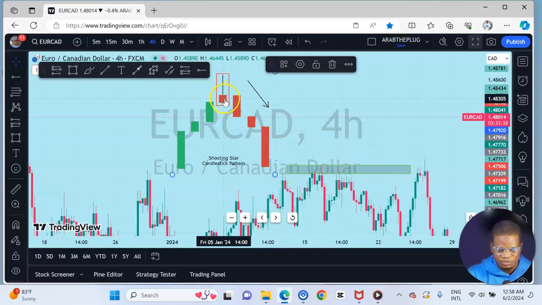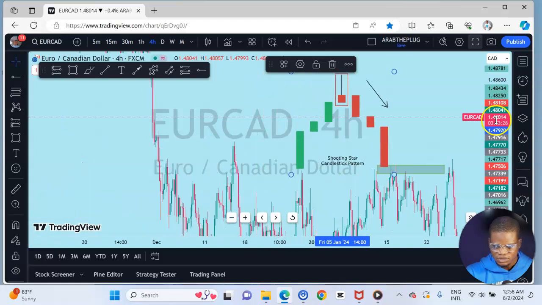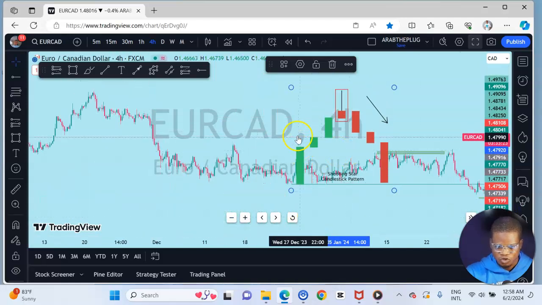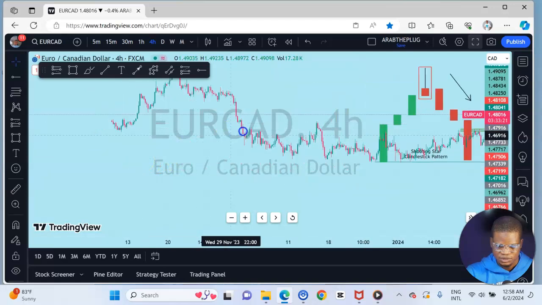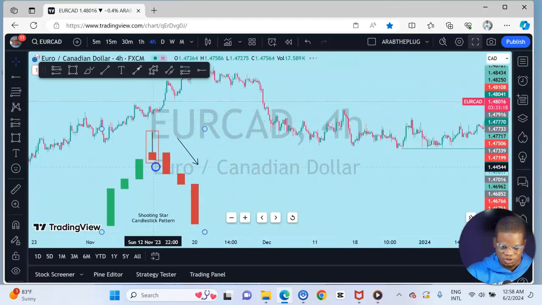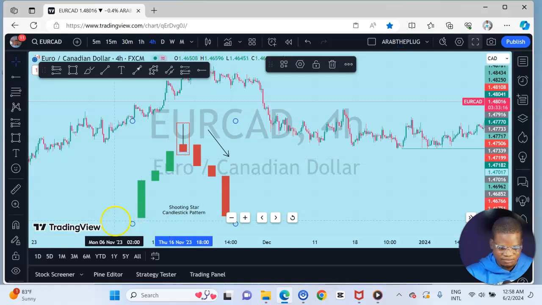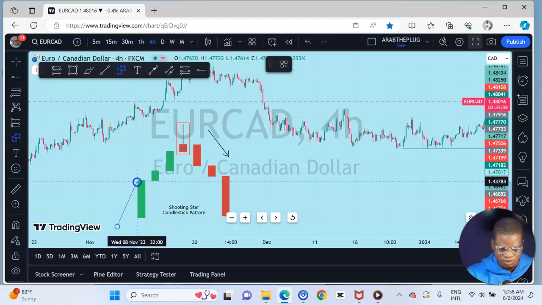The color of this candlestick pattern most times does not matter. It can be in a green color, but most times it's actually red. And what it tells us is that the market has been going upward. If you look at this picture, you would see that the market has been going upward, right? The market has been going up, and at this point it has hit a resistance level or an area of supply on the chart.